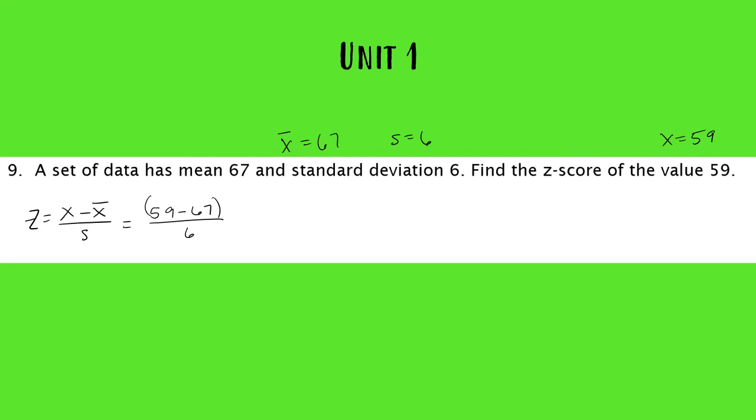So if you do 59 minus 67, we get -8. -8 divided by 6 in my calculator will give me -1.33. That is what my z-score is. If I asked for a percentage, you would look that number up on your z-score table.